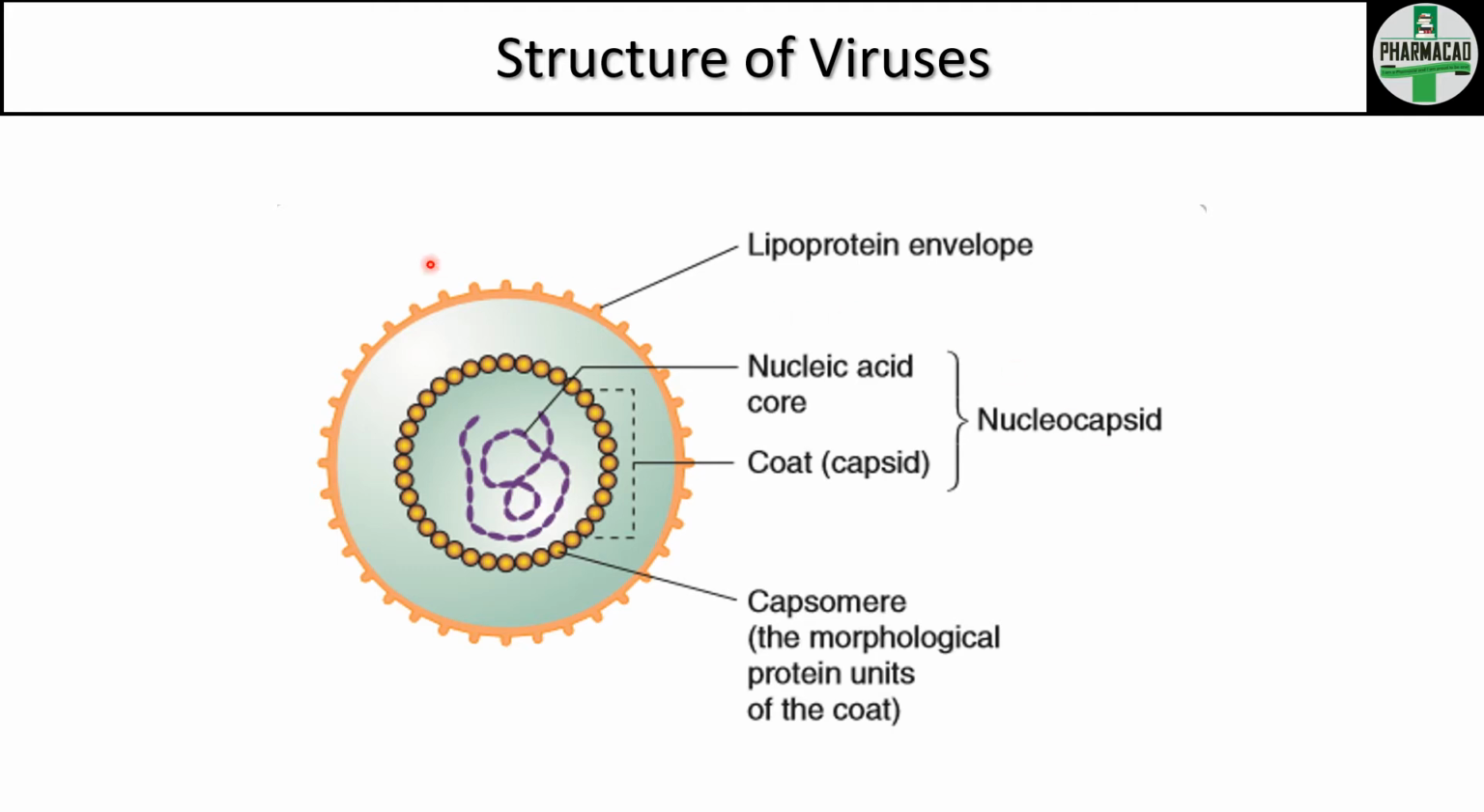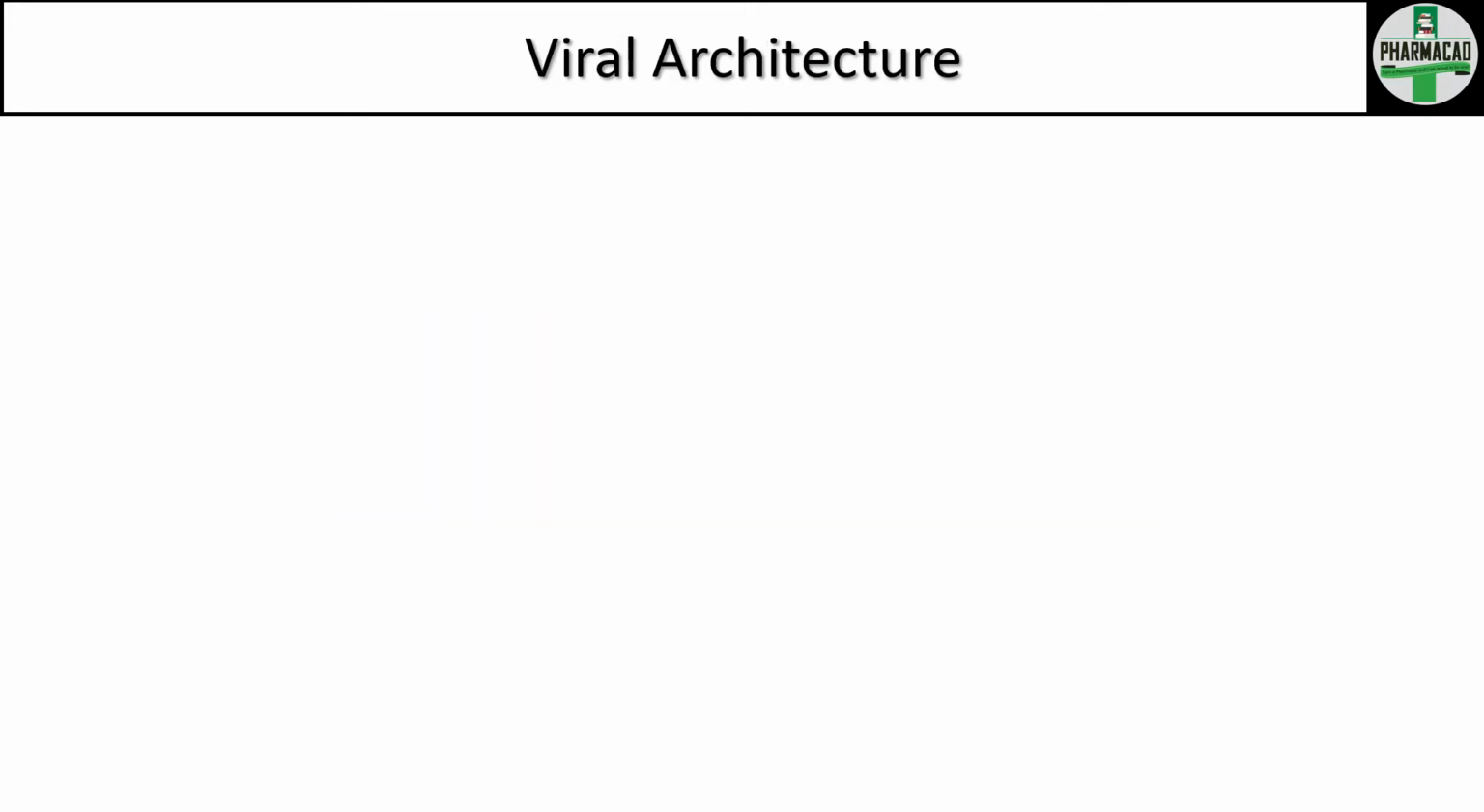There is one more layer present in the virus known as the envelope, which is not present in all viruses. It is present only in a few viruses. It is generated when the virus is trying to come out of the host cell. The proteins present on the host cell membrane cover the virus and that forms the envelope. So we have seen the basic structure of a virus.